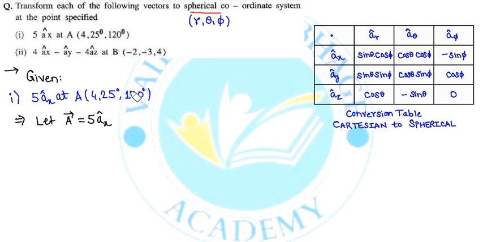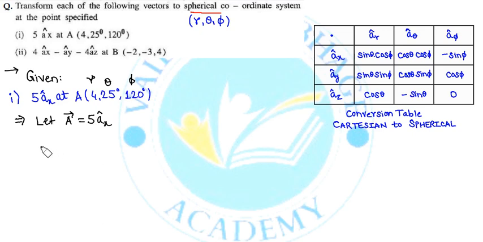Now this vector is in the rectangular coordinate system, and it is located at point A. But if you look at the coordinates of point A, they are expressed in terms of the spherical system, that is r, theta and phi. We have the two angles here, 25 degrees and 120 degrees, and the numerical value is the radius of that spherical coordinate system. Okay, fine. Now, what we have to convert is this vector A, which is in the rectangular coordinate system, into a spherical coordinate system.